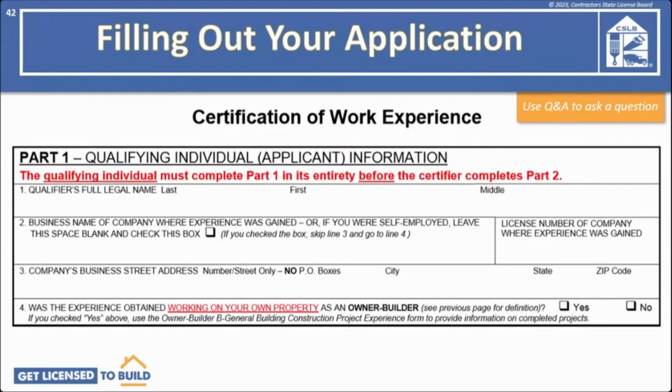Parts of the application, Certification of Work Experience, Part 1. Now we will discuss the Certification of Work Experience. Part 1 will be filled out by you, the applicant. Here you will list the information about your employer where you gained your experience. If you were self-employed when you gained the experience, please make sure to check the box in line 2. If you are applying for a B general construction license and will be using experience obtained while working on your own property, make sure to mark the box in line 4 and complete an owner builder construction project experience form that we will discuss later.